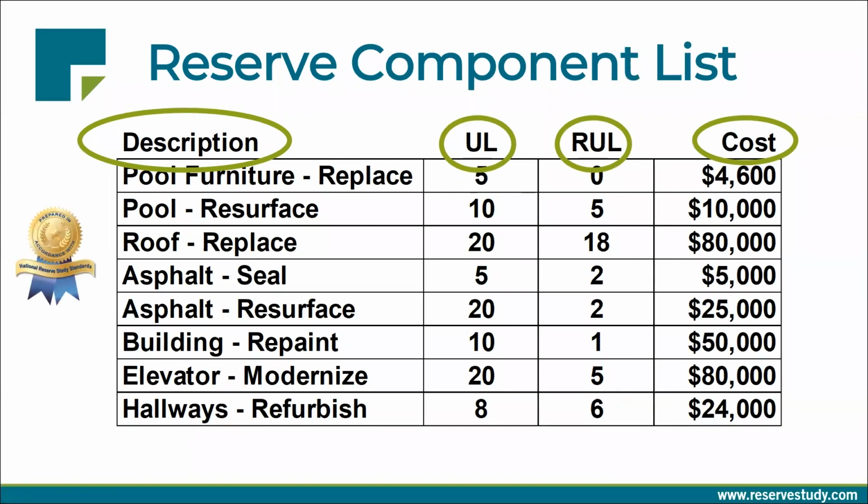Specifically, that component list will look something like this. It's a table description of projects. It's not a description of assets, because like here with asphalt, you can see the asphalt seal project is every 5 years, but the resurface project is every 20 years. So we're not talking just asphalt. You're talking which project. It may be replace, it may be resurface, it may be repair, it may be modernize, but we're talking about projects.